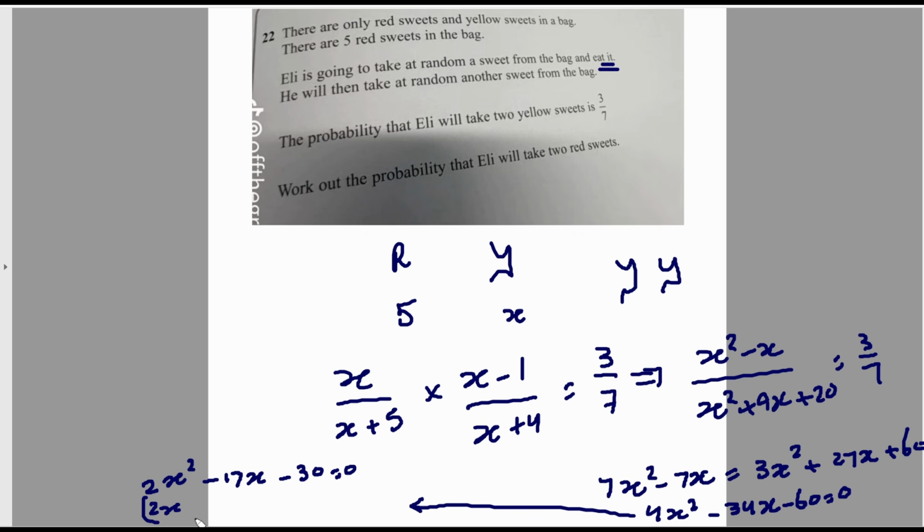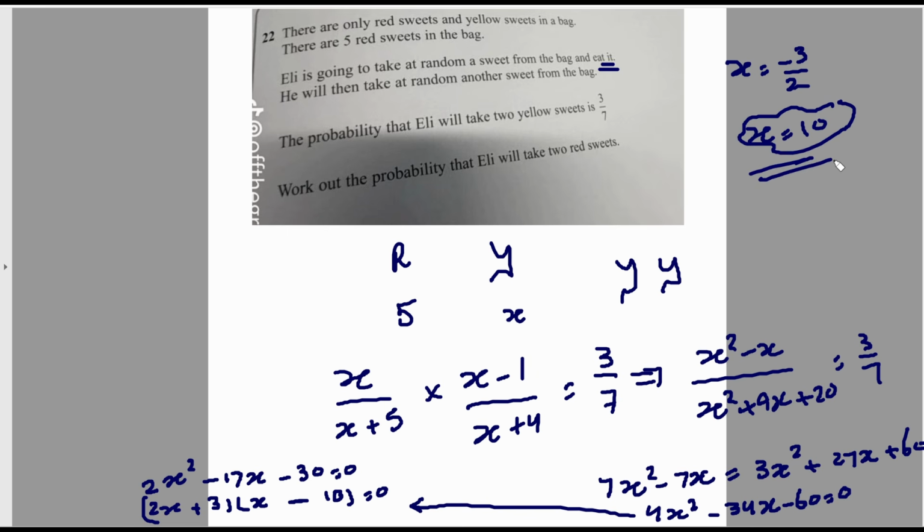Factorize, so to get 2x. Of course, you can go for the long factorizing, the hard way. So it's going to be x here, and it's going to be 10 here and 3 here. That's a negative 1, that's a positive 1. x here is going to be equal to negative 3 over 2. So we say x equals negative 3 over 2. We have to disregard that because x cannot be negative. Or x equals 10. So this is how many yellow.